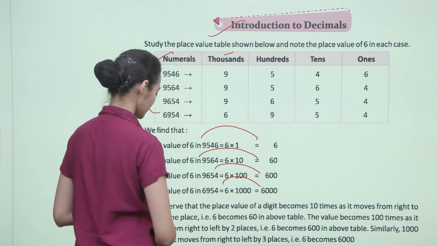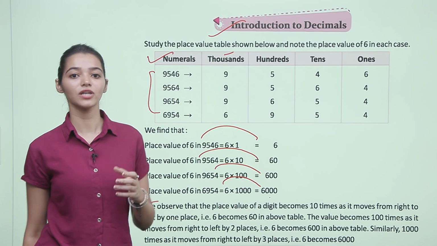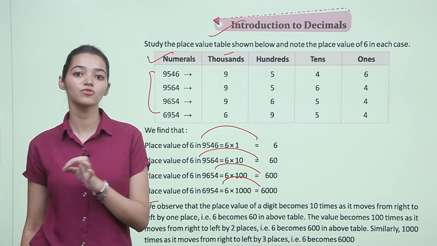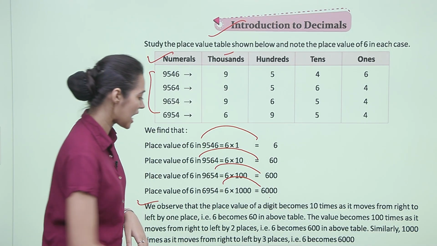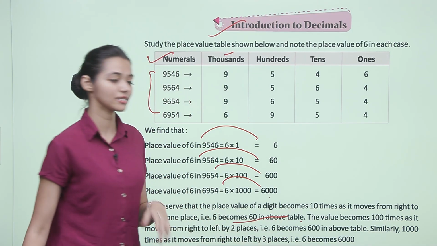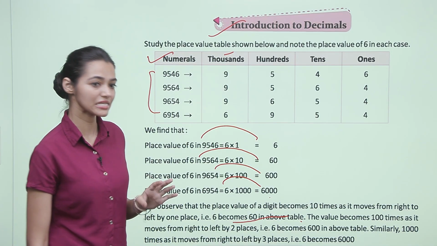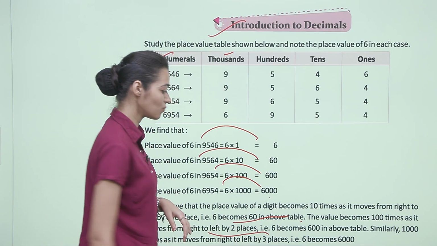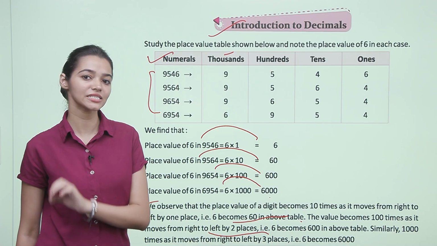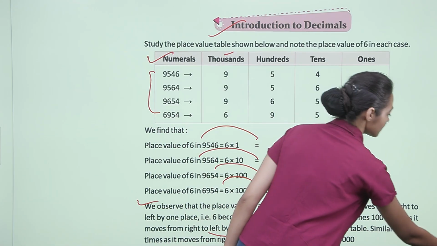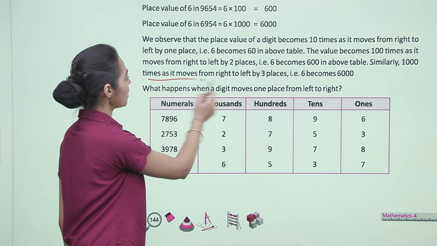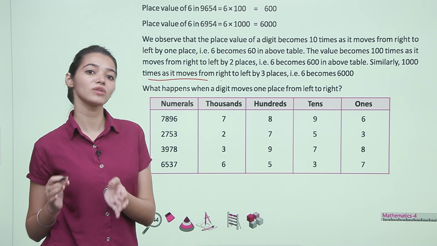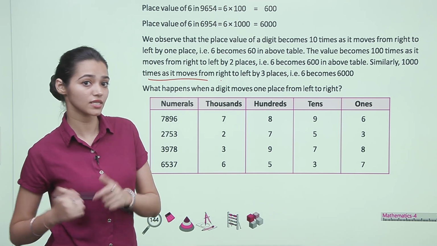600 and 6000. Now we observe that the place value of a digit becomes 10 times as we move from right to left by one place, and 6 becomes 60 in the above table, and the value becomes 100 times as it is moved by 2 places, and 6 becomes 600. Similarly, 1000 times as it moves from right to left by 3 places, and 6 becomes 6000.